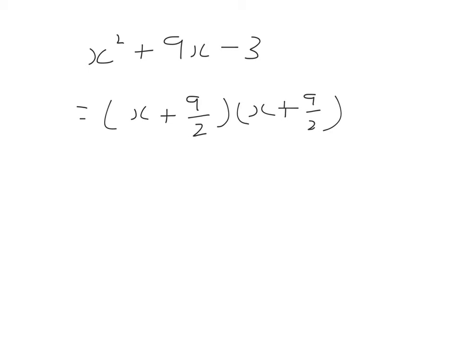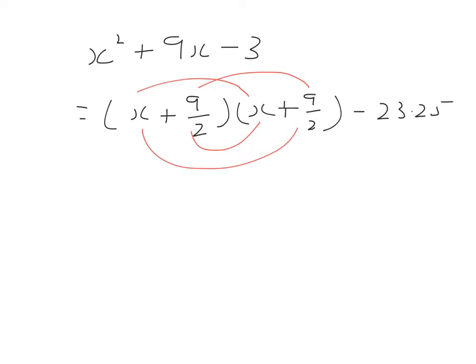So what have we got? We've got x times x is going to make x squared. 4.5x plus 4.5x is 9x. And then we've got 4.5 times 4.5, that's 20.25. So we've got 20.25, but we actually want 3. So we need to take away 23.25.